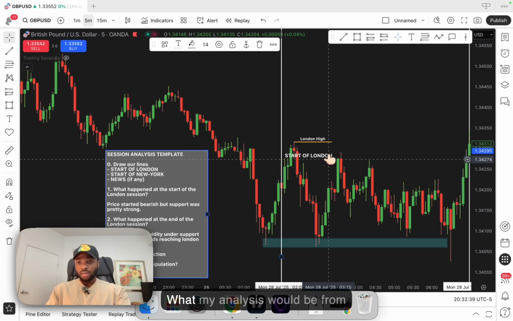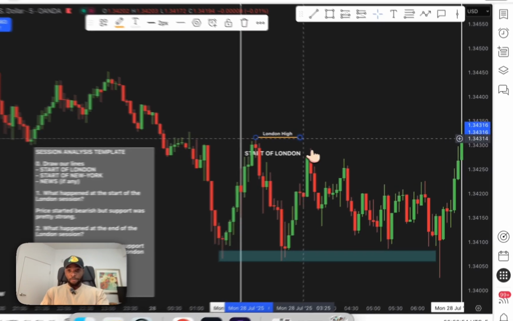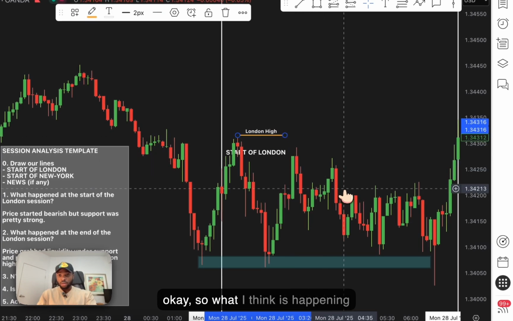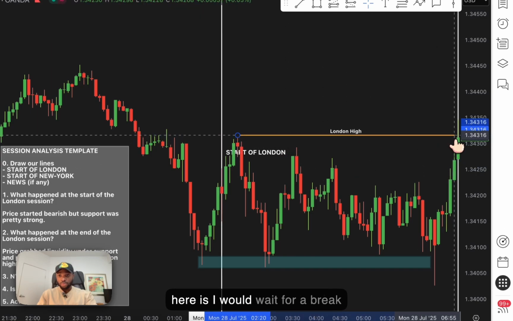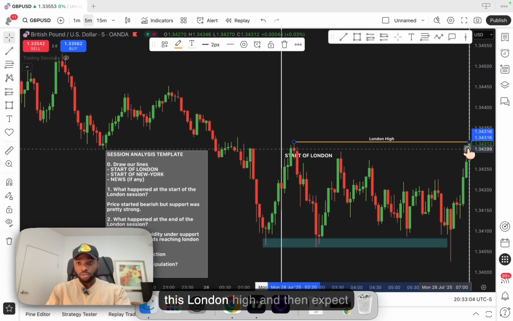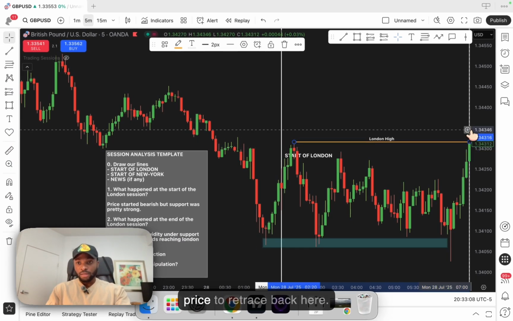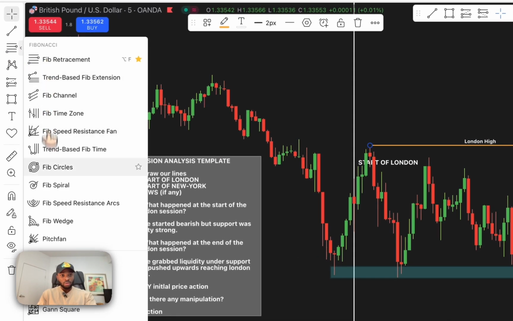So my analysis from here would be to see New York's initial price action. What I think is happening here is I would wait for a break of this London high, and then expect price to retrace back here. Let's go on.